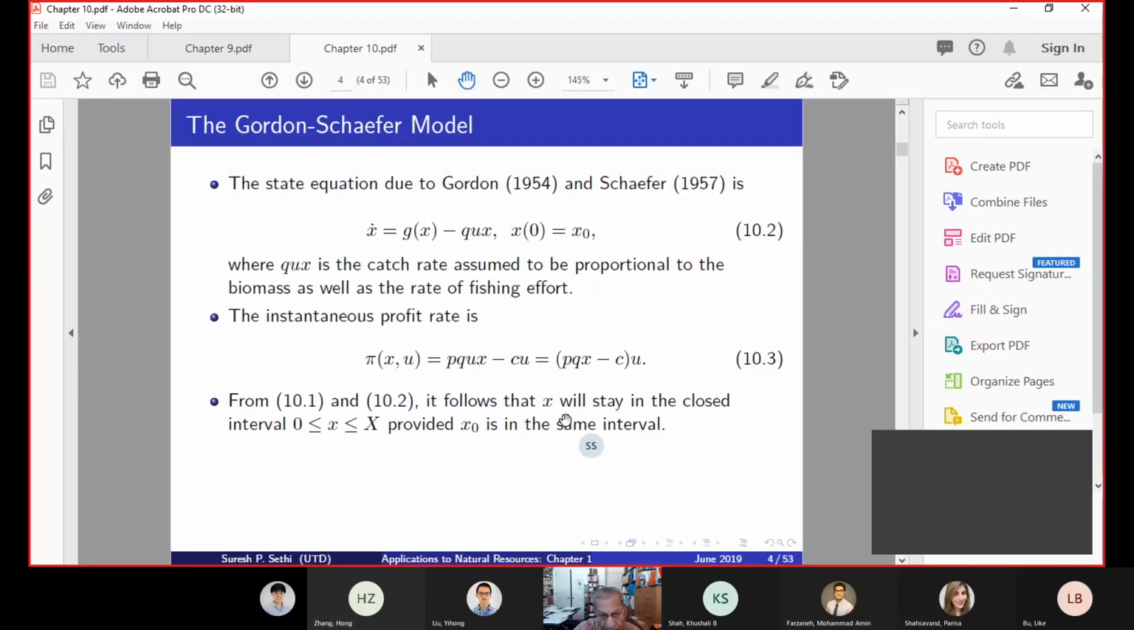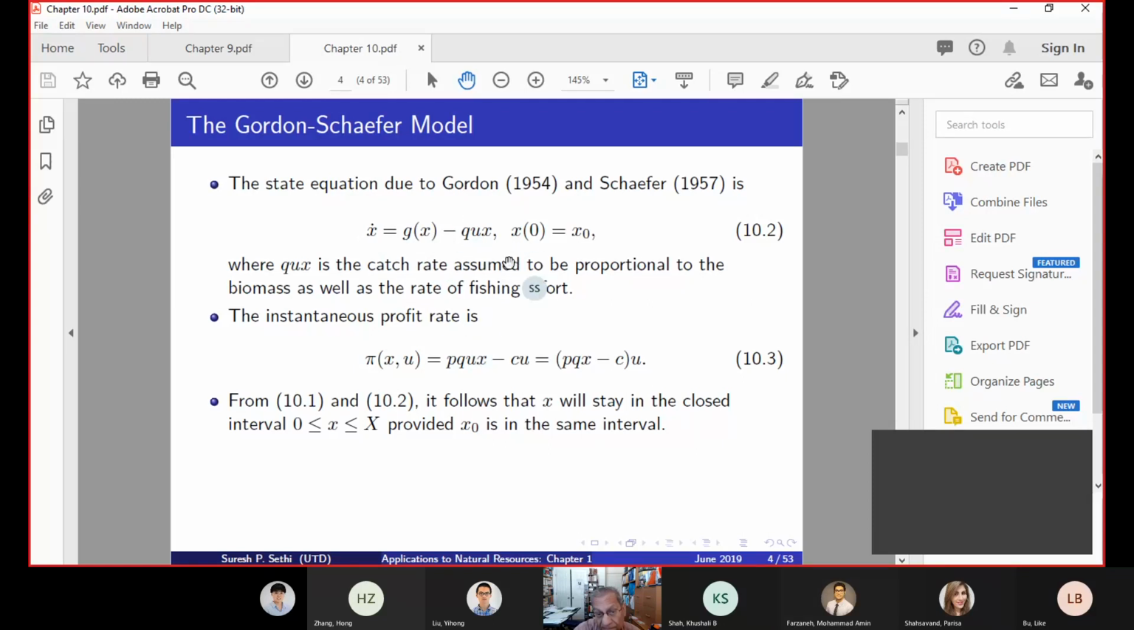Now, Colin Clark already had a model. The model was done by people already before him. It's called the Gordon-Schaefer model. The Gordon-Schaefer model said that x dot, the rate at which the fish grow, is because of the growth function. This is the Gordon-Schaefer model.